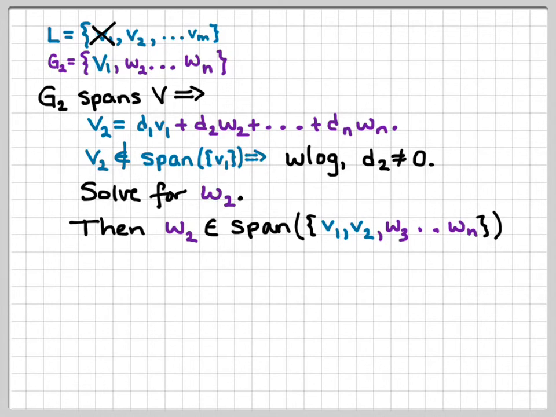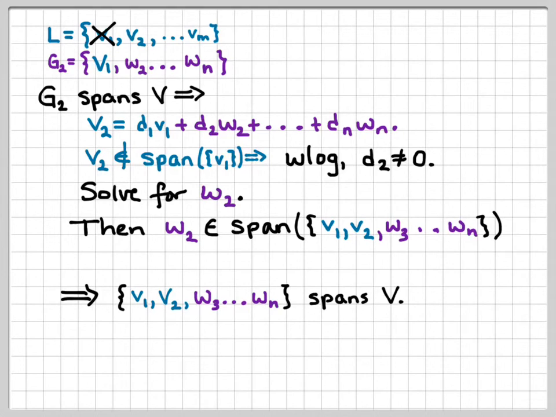And W2 is still in the span of it. This is the second fact from the slide before. That tells me that this new set that I got by removing W2 and adding V2, this set also spans V. So I'll call this set G3. And then I'm going to continue to do this again. I'll do it now for V3, then I'll do it for V4, and so on.